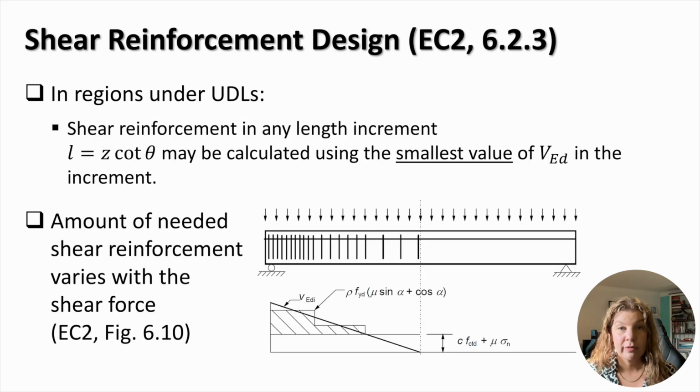The amount of needed shear reinforcement can vary with a shear force. It can be seen in the figure shown here that the changes in shear reinforcement occur over certain length increments. As a result, the resistance of shear reinforcement increases in steps, and in some places it can be smaller than the applied shear force. In regions under uniformly distributed load, the shear force can be calculated in length increments as the lever arm Z times the cotangent of the strut inclination angle theta. The smallest value of the shear force in the increment is used in the reinforcement design.